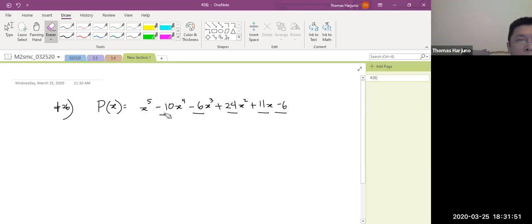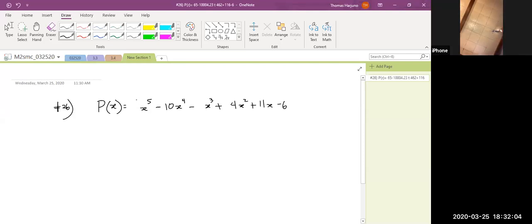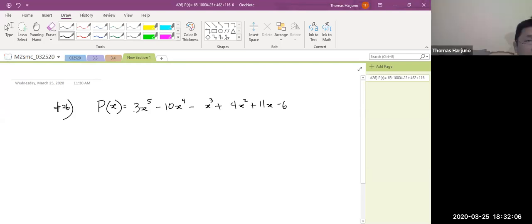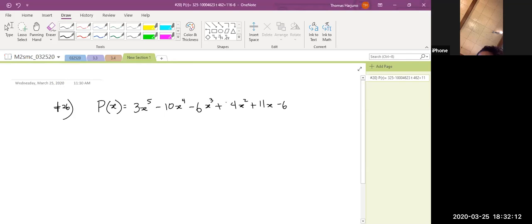Suppose I want to find all the solutions, all the zeros. Oops, when I erased this, I erased it. Can anybody help me? What's the coefficient here? It's a 3. And this is a 6. Did I miss anything? And this is 24.